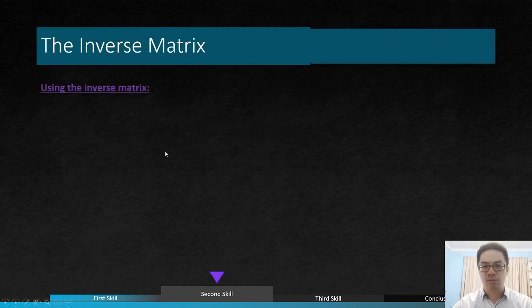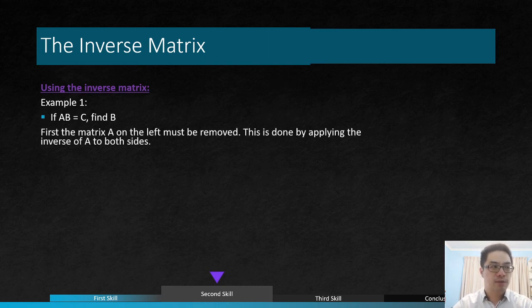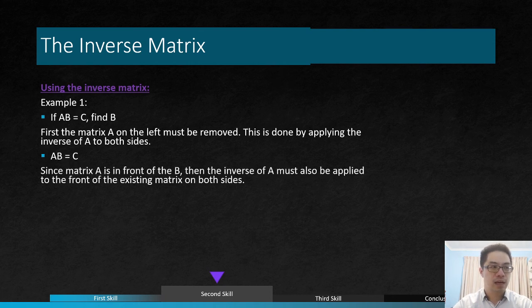Now the inverse matrix can be used to help you solve for unknown matrices. So example 1, if you've got matrix A times B equals C, and you need to find the matrix B. So the matrix A on the left must be removed. This is done by applying the inverse of A to both sides. So A times B equals C. Now since matrix A is in front of matrix B, then the inverse of A must also be applied to the front of the existing matrix on both sides. So as you can see here, A to the power -1, or inverse of A, is applied to the left of matrix A. So when we do it on the other side, just make sure that it's also in front of that matrix, or on the left.